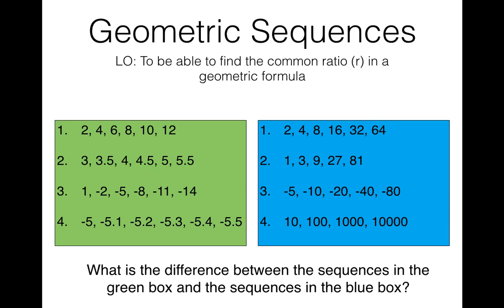Okay. So just have a look at the green box and the blue box. There's 4 sequences in each, but there's a slight difference between those sequences. I just want you to have a look and see if you can work out what it is. So pause the video now and see if you can figure out the differences between the green box sequences and the blue box sequences.